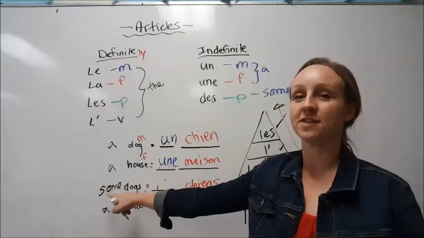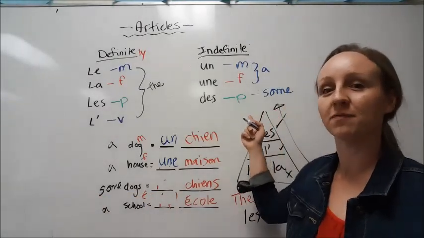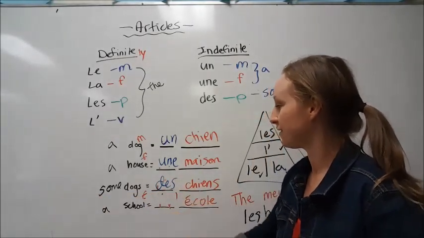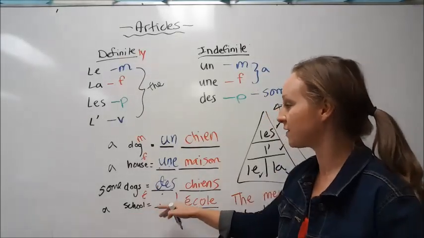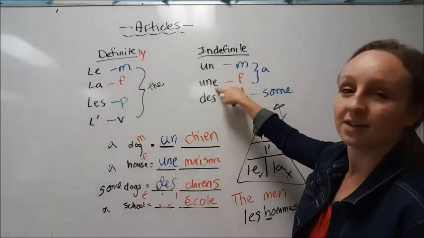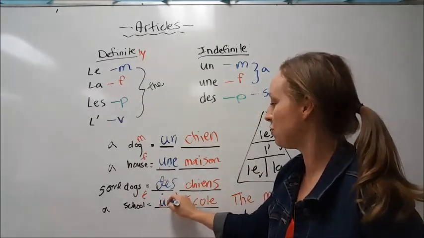And then if I want to find the word for some, the nice thing is that there's really only one word for some from this chart. So I just write in des. So it's des chiens. And then again, now I have a school, school is feminine. It's right up here. So I'm just going to write in une école.